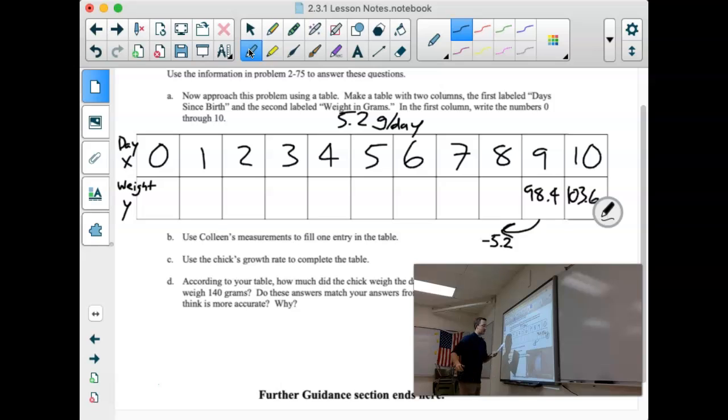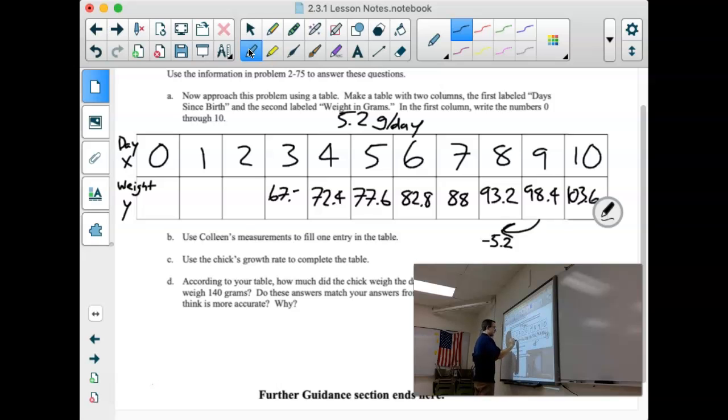If we want to go backwards from day 9, we have to subtract 5.2 for each day going downward. Day number 8 would be 93.2. Day number 7 would be 88 grams. We would have 82.8 for day 6, 77.6 for day 5, 72.4 for day 4, and then 67.2 for day 3, and 62 grams for day number 2.